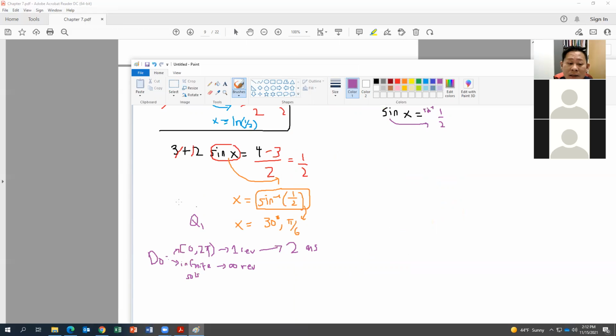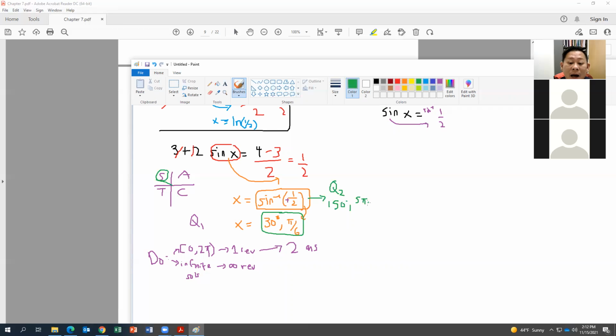The reason why you got 2 answers is because if you go for 1 full circle, you remember: all students take calculus. So sine is positive for this example in quadrant 1. That's why 30 degrees, or pi over 6, is in quadrant 1. And do not forget that sine will also be positive in quadrant 2. So you have to give me the angle that corresponds to 30 degrees, or pi over 6. Anyone know what that angle is in quadrant 2? 150. And what is that in radians? 5 pi over 6. Yep.